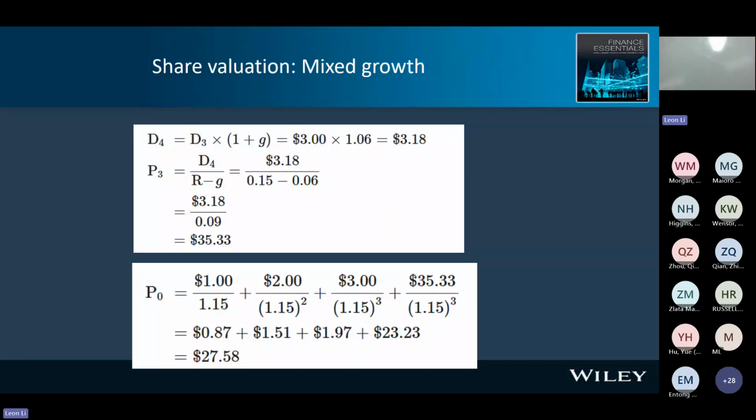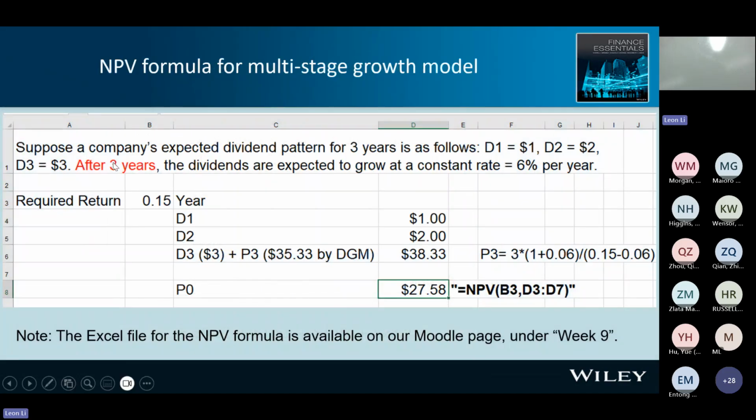You can do the calculation by hand. If you want to do the calculation using Excel, it's good because it can save you time. So you can see how I use Excel to do the calculation. So again, this is our question.